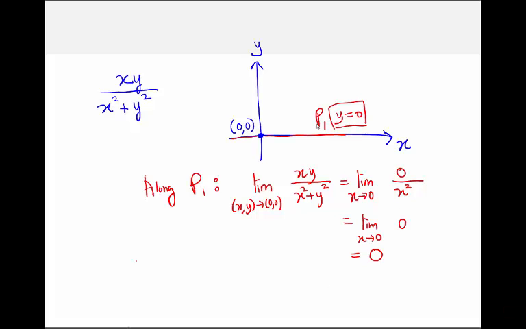Notice that if we were to choose the y-axis as our path, the limit along the y-axis at the origin will also be 0 by a similar argument. So I'm not going to give the details here since it's very similar to the one we have here. Instead, I'm going to find another path that hopefully gives us a different limit, or a limit different from 0.